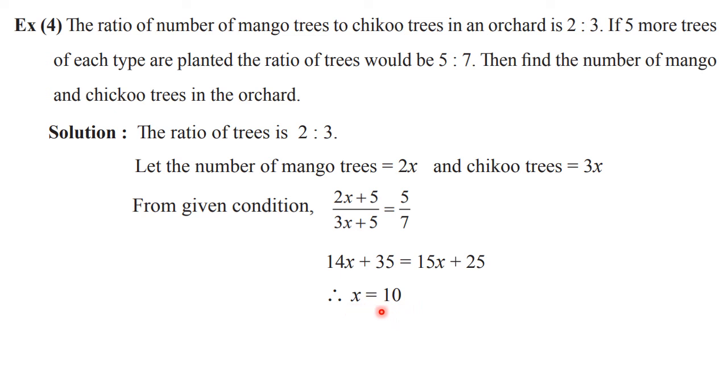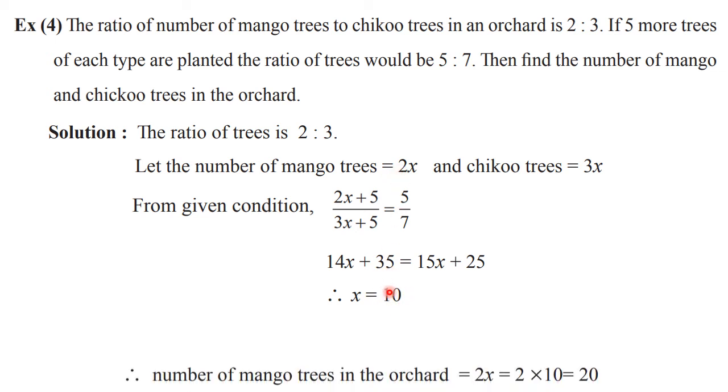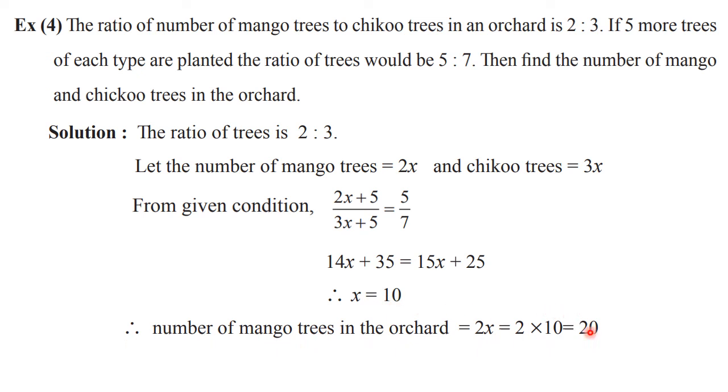Okay, but we don't have to stop here. What we have to find out? Number of mango and chiku trees. So take help of this second statement: the number of mango trees, how are we going to get? 2 into x, that is 10. So 2 into 10, that is 20. And similarly, the number of chiku trees we will get as 3 into 10, that is 30. So we can say that the number of mango trees in the orchard is 20 and the number of chiku trees is 30. Okay, now let's go ahead towards the next one.